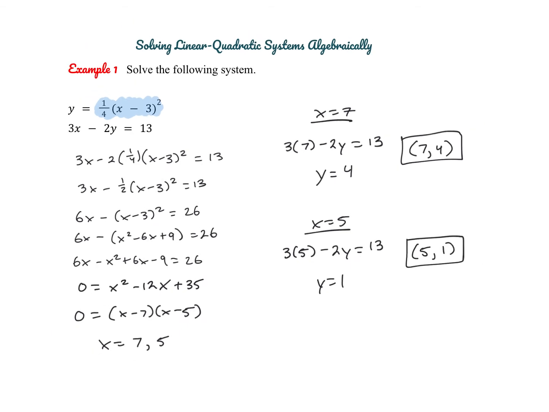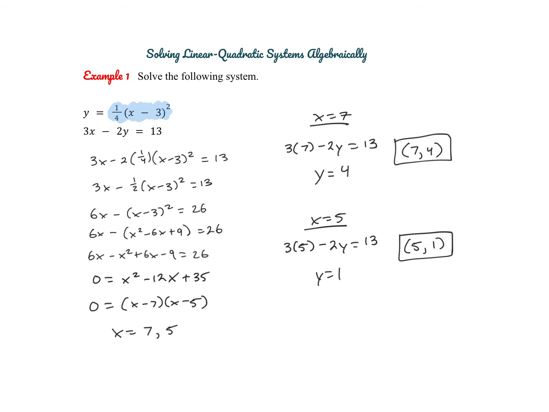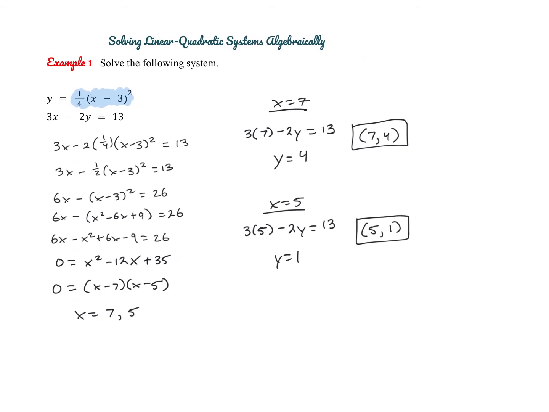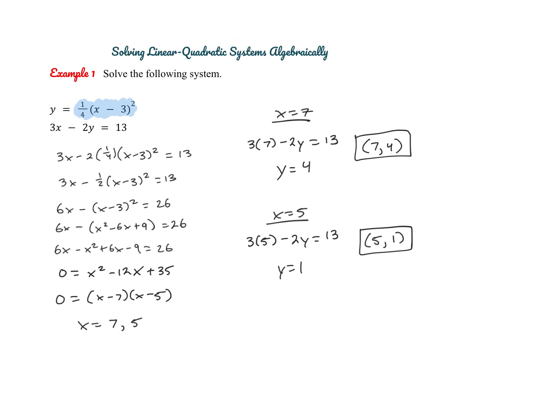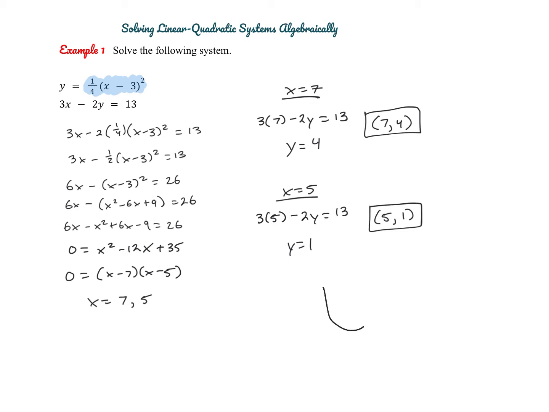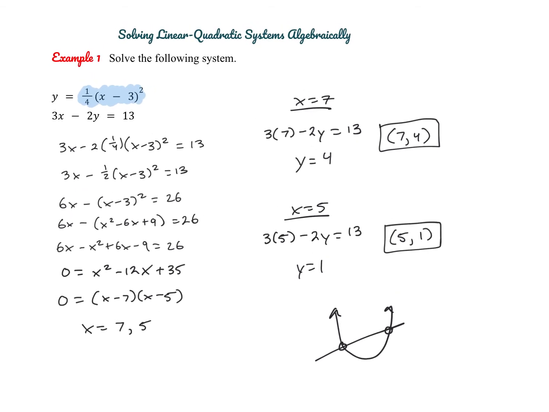So we have two solutions here because these two lines are crossing twice. This is very common for this type of system because, again, we have a parabola, so we have maybe something that looks like this, and then we have a straight line. It's very common for those two types of lines to cross twice.